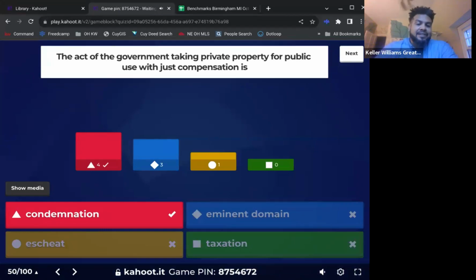Condemnation is the act. Eminent domain is the thing that gives them the right to do it. So the eminent domain gives them the right to do it. Condemnation is the act of doing it.